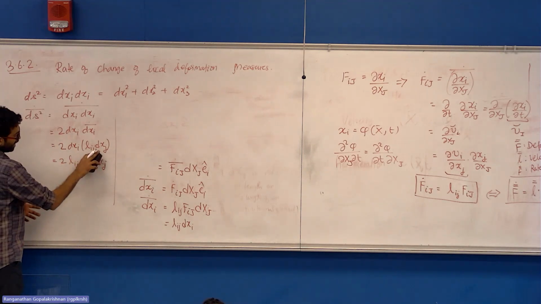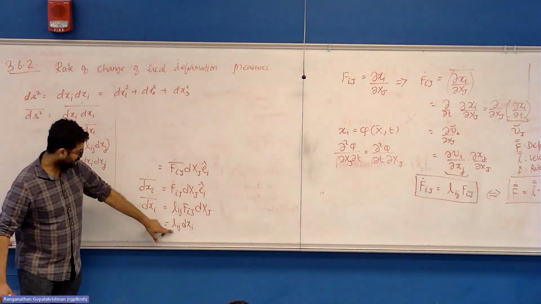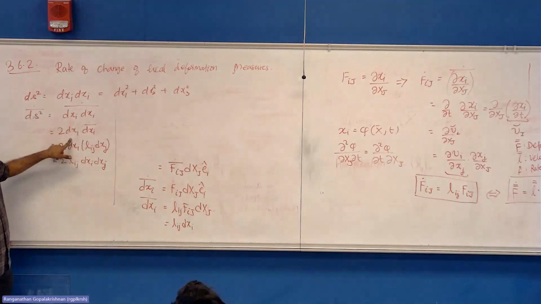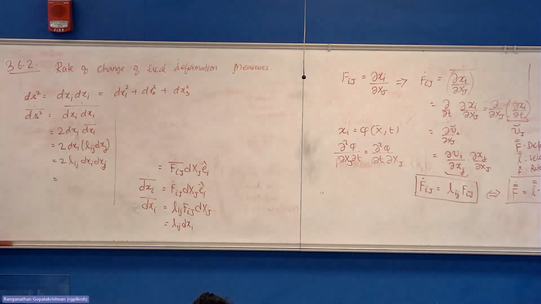Do you understand why this should be L_ij dx_j? Anyone? Can you tell? To sum over j, you're saying. Yes, that is because you already used the symbol i here. So when you write dx_i, it has to involve summation over another dummy index which is not used here. So you need to introduce j here. Okay. So this is 2 times L_ij dx_i dx_j.